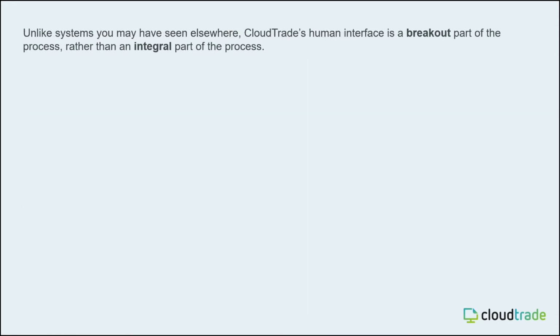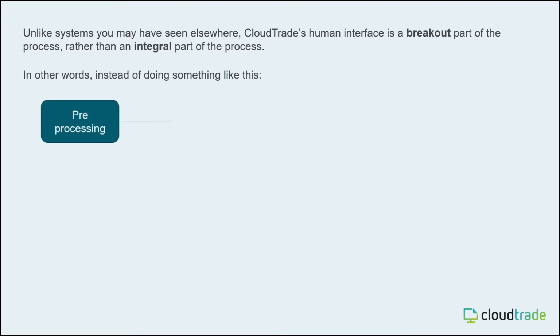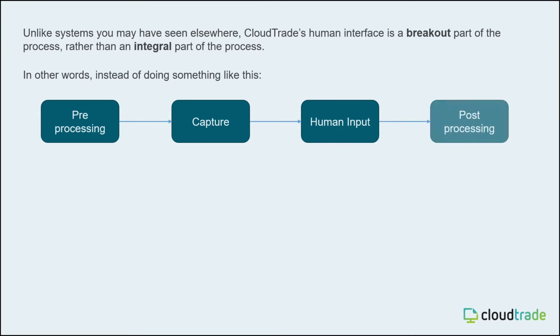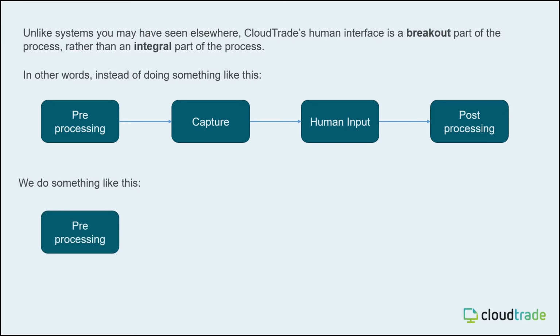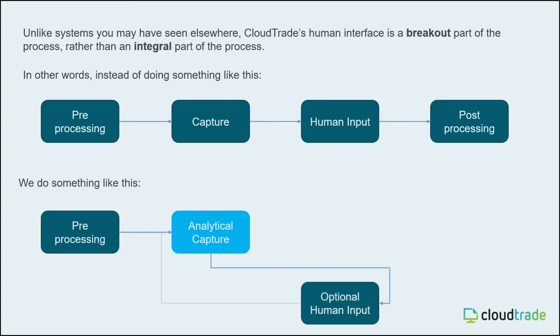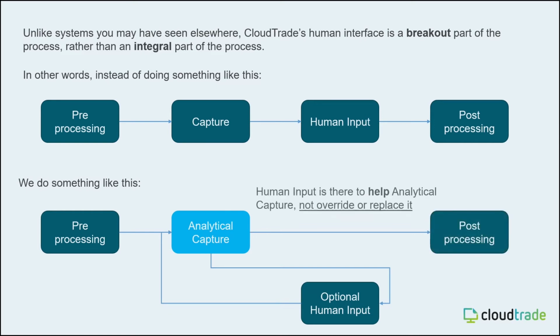Unlike systems you might have seen elsewhere, our human interface is a breakout part of the process, not an integral part of the process. In other words, instead of doing something like this, where we capture and then we pass it to a human for verification, we do something like this. We go through our analytical capture, and we optionally go and ask a human for help before passing it on. We don't look at every document.